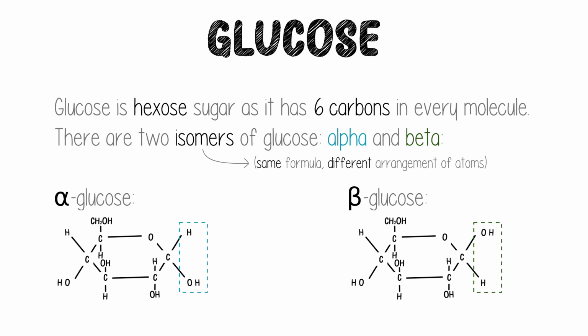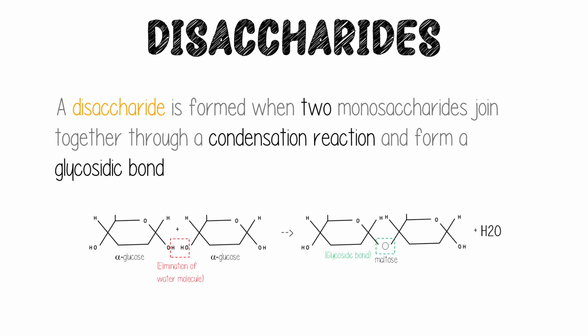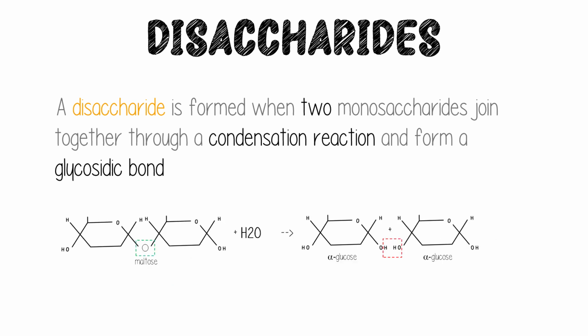A disaccharide is formed when 2 monosaccharides join together through a condensation reaction and form a glycosidic bond. We've already mentioned condensation reactions in this video. Here is the reaction of 2 alpha glucose molecules joining together to form maltose, which is a disaccharide, and a water molecule. The hydrolysis reaction breaks down the maltose back into glucose by using a water molecule.